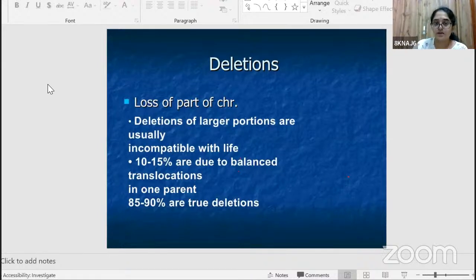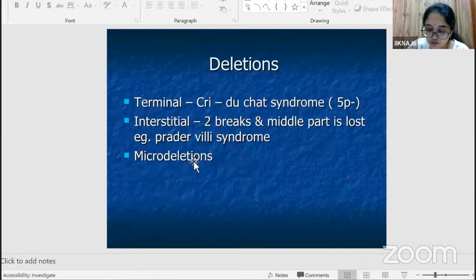So 10 to 15% of the deletions are seen in balanced translocations. Only one parent is involved in around 85 to 90% of true deletions. So this is wherein loss of a segment of the chromosome is taking place. For example, in Cri-du-chat syndrome, seen in females for that matter, you get to see the number of chromosomes is the same, but only the 5p segment is lost. In the case of Wolf-Hirschhorn syndrome, you have the 4p part being lost.